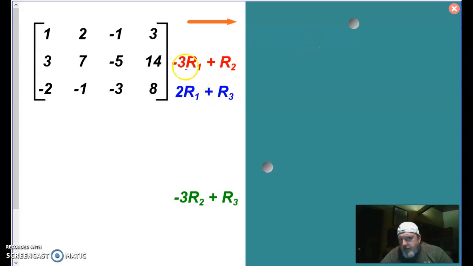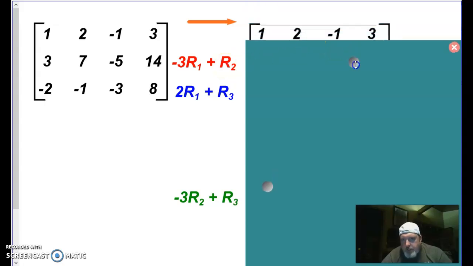So this negative 3R1, what that means is for this row here, we're going to take this top row, we are going to multiply it by negative 3. Every one of these numbers. So we'll multiply this number by negative 3, 2 by negative 3, negative 1 by negative 3, and 3 by negative 3. Then we're going to add that result to this row. And when we do that calculation, that is going to be our new row 2.